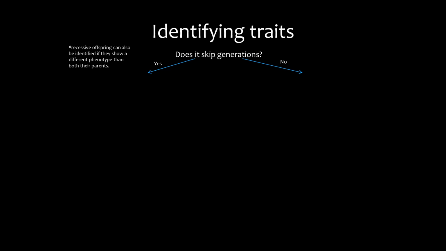So the first thing is to identify the traits. When you're looking at a pedigree, you need to ask yourself first, does it skip generations? If the answer to that question is yes, then it's most likely recessive, and if the answer is no, then it's most likely dominant. The next question you should ask yourself, going down the recessive path, is does it affect males and females equally, or does it mainly affect males?